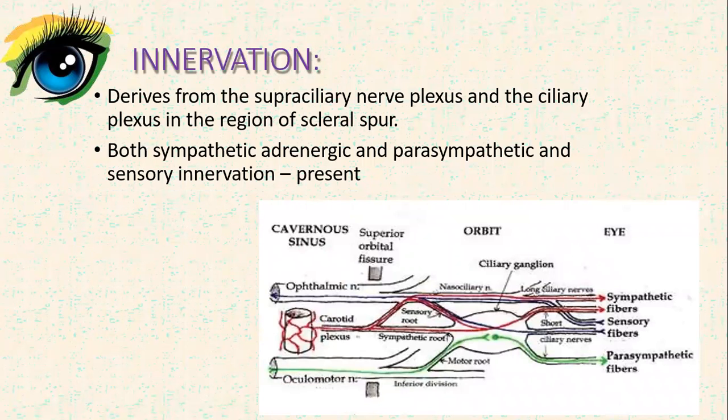So what nerves are present over there? They derive from the superciliary nerve plexus and the ciliary plexus in the region of the scleral spur. So they have the superciliary nerve plexus and also the ciliary nerve plexus. Both sympathetic adrenergic and parasympathetic and sensory innervation are also present over there. So all three types of nerves are present there, in the anterior chamber. So you can see that we have the superciliary nerve plexus, the ciliary plexus, as well as the sympathetic adrenergic and parasympathetic system.